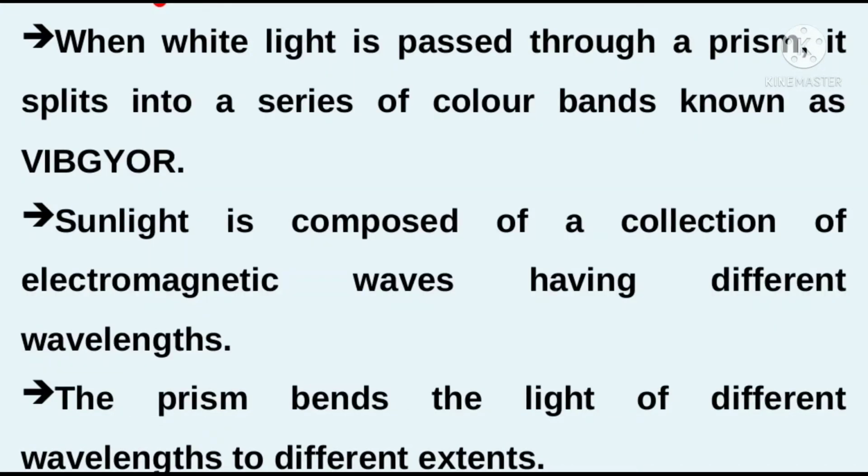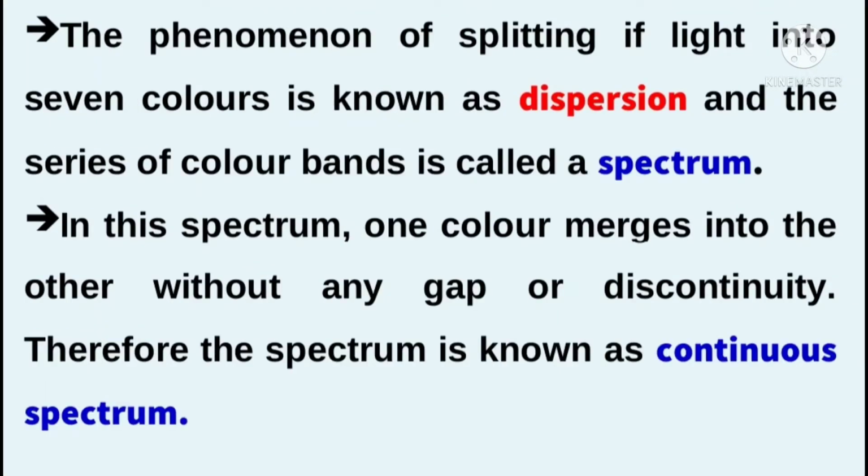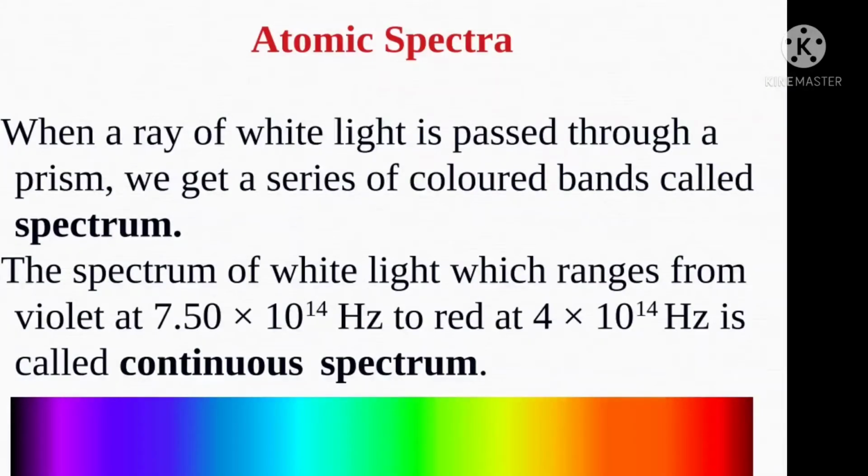Sunlight is composed of a collection of electromagnetic waves having different wavelengths. The prism bends the light of different wavelengths to different extents. In your lower classes, you have also learned that the phenomenon of splitting up of light into 7 colors is known as dispersion. From this, we can say what a spectrum is. When a ray of white light is passed through a prism, we get a series of colored bands called a spectrum.